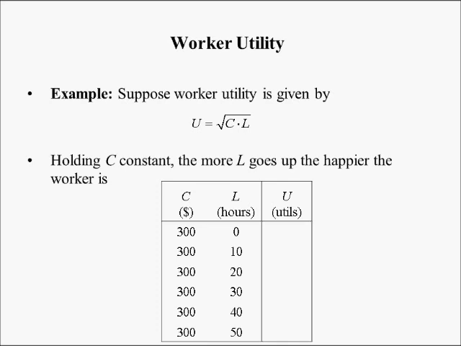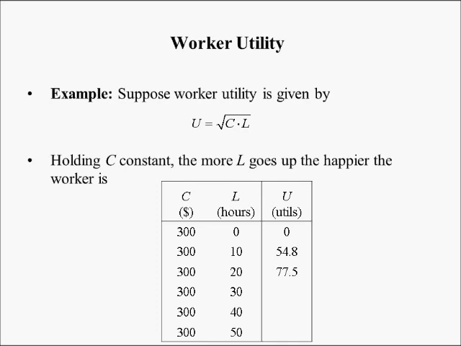Now let's hold consumption constant at $300 per week. The more L goes up, the happier the worker is, but let's just check this for a second. 300 times 0 is 0. The square root of 0 is 0. Now, when we hold consumption constant at 300 and we increase L from 0 hours to 10 hours, our utility goes up to 54.8. If we plug in 320, our utility goes up to 77.5. That change dropped quite a bit, right? When we go from 0 to 10 hours, utility goes up by about 55.